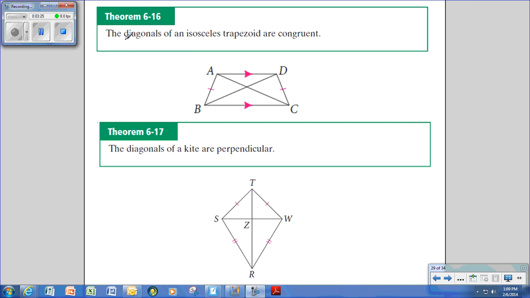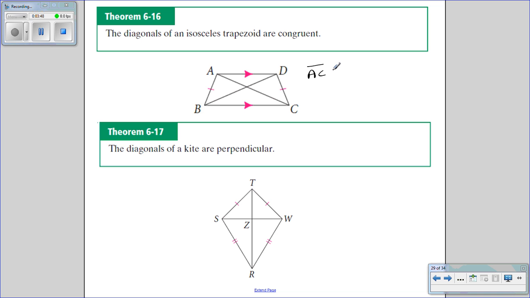The next concept we're going to talk about inside of an isosceles trapezoid: the diagonals are congruent. In this diagram we have an isosceles trapezoid because the two non-parallel sides are congruent. So that tells me that the two diagonals are congruent to each other. Diagonal AC is congruent to diagonal BD. Those are the same length.